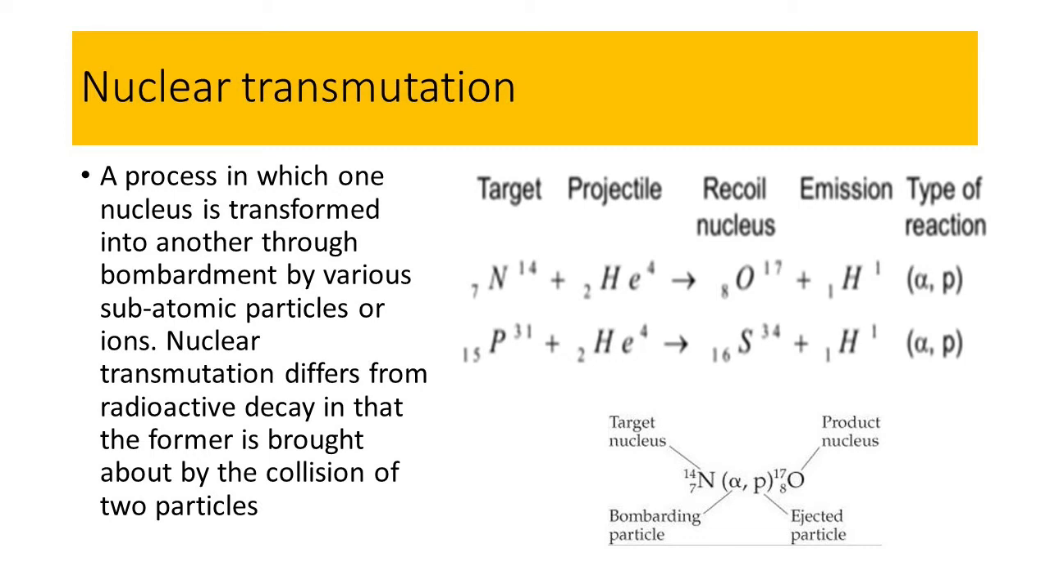Nuclear transmutation, a process in which one nucleus is transformed into another through bombardment by various subatomic particles or ions. Nuclear transmutation differs from radioactive decay in that the former is brought about by the collision of two particles.